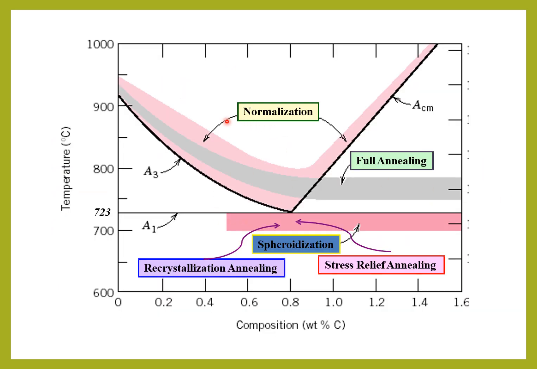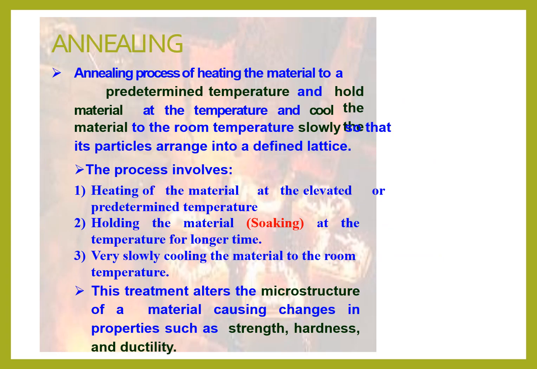So this is called the iron carbon diagram. We have two temperatures, A1 the lower critical temperature and A3 the upper critical temperature. Here we have marked the various types of annealing. So we can see them one by one.